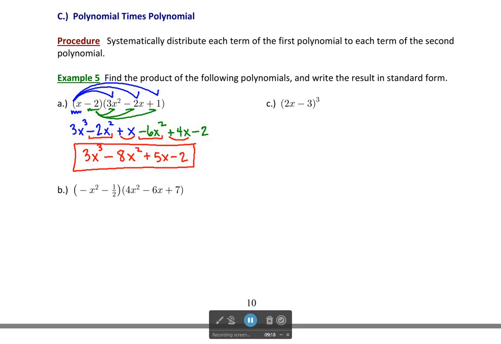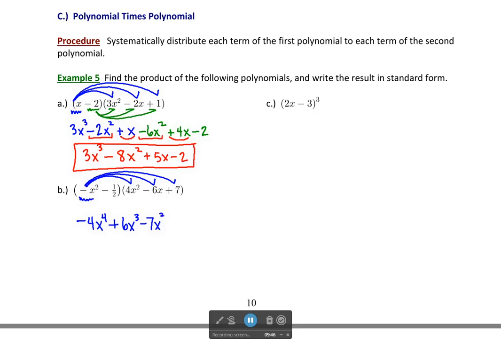So again, I'm going to take the first term of my first binomial and distribute it to each term in that second trinomial. We have negative x squared times 4x squared. That gives us negative 4x to the fourth. Negative x squared times negative 6x gives us positive 6x to the third. And negative x squared times 7 gives me negative 7x squared.